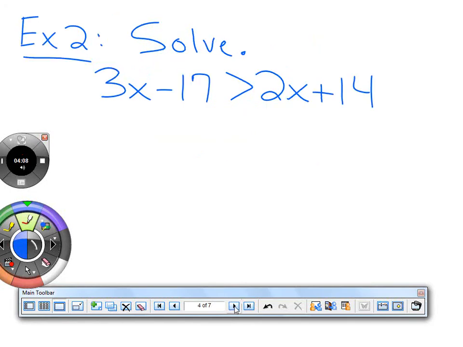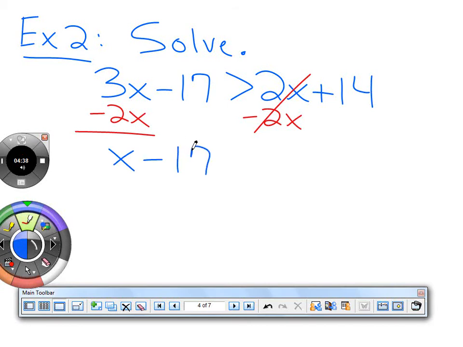All right, let's say we solve this one. First thing is you've got variables on both sides. So you've got to figure out a way to get your variables together if you ever want to isolate them. You have options. You can either subtract 3x or you can subtract 2x. I'll go ahead and subtract 2x because I really want it to be a positive x if I can help it. So 3x minus 2x is just 1x, minus 17 is greater than 14.